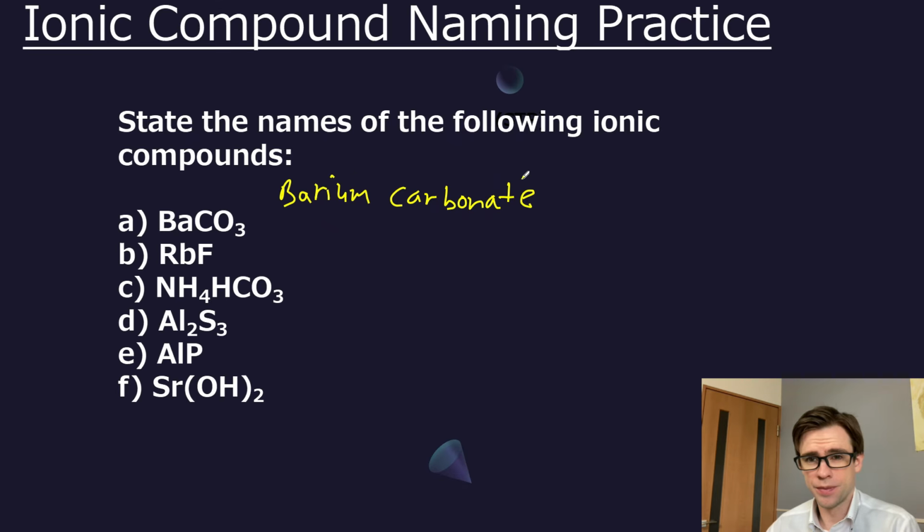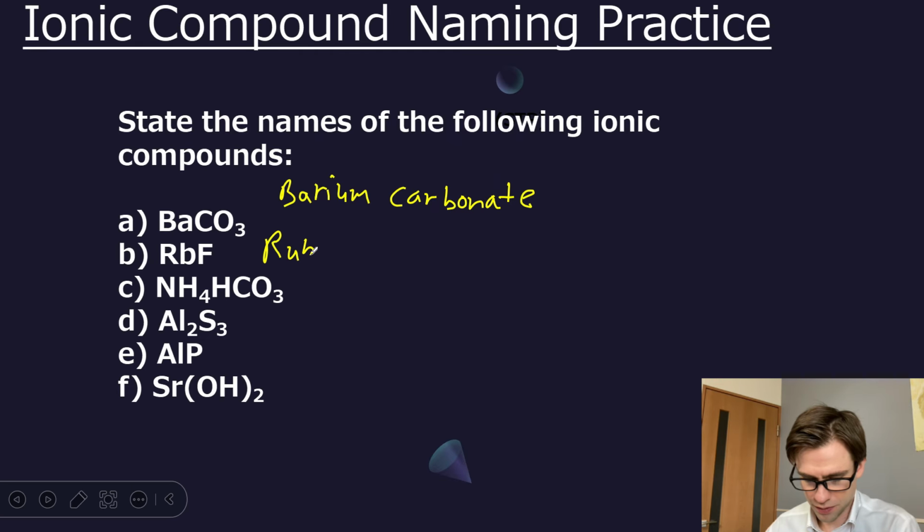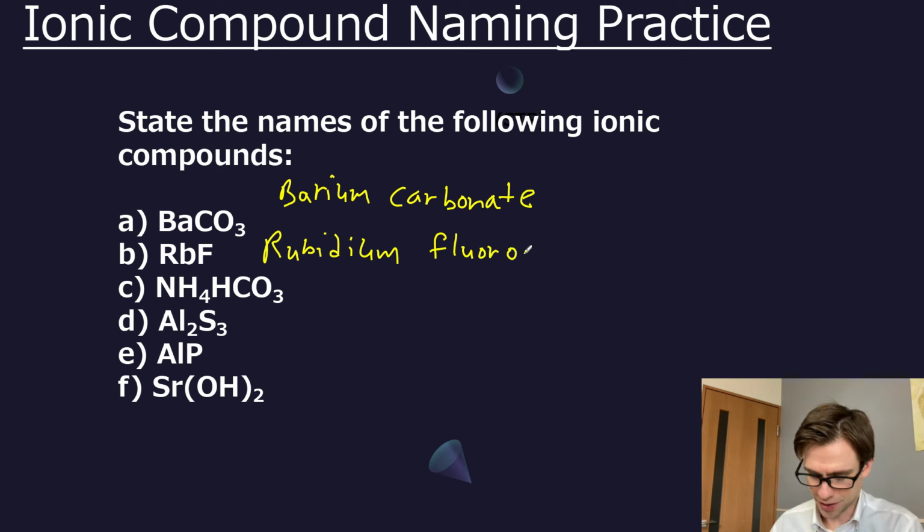B, RbF. Some of you might not know what Rb is, but that's rubidium, an alkali metal. Its name will not change here, rubidium. Fluorine will change to fluoride. Get used to the spelling of fluorine and fluoride and fluoro. Sorry, this is IDE, fluoride.